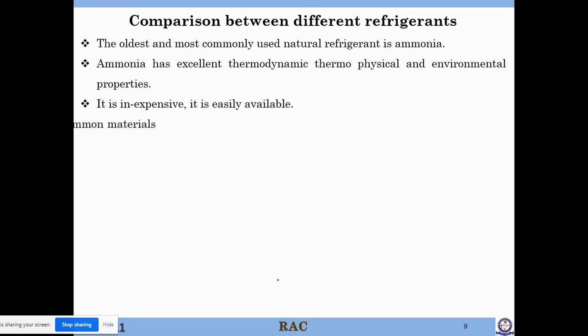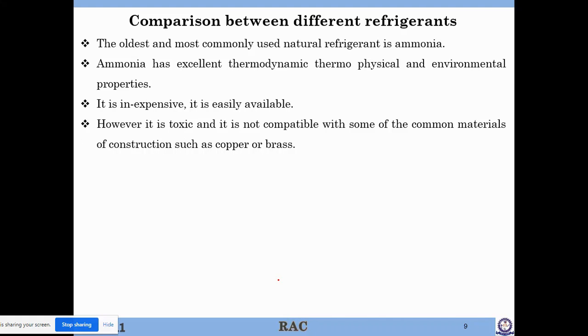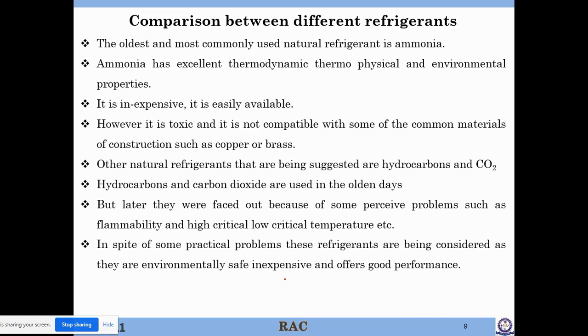The oldest and most commonly used natural refrigerant is ammonia. Ammonia has excellent thermodynamic, thermophysical, and environmental properties. It is inexpensive and easily available. However, it is toxic and it is not compatible with some of the common materials of construction such as copper and brass. Other natural refrigerants that are being suggested are hydrocarbons and CO2.